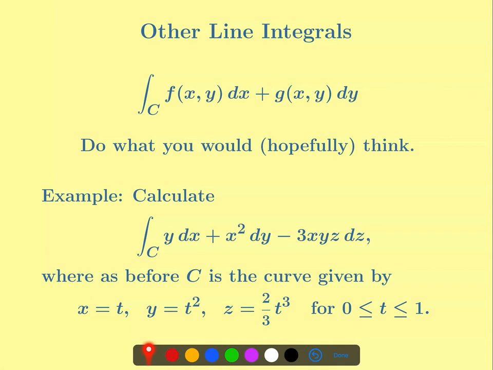So how would you evaluate this? Well, a little bit of thought. You want to go ahead and replace y with t squared, x with t, so this would be t squared, and then the minus 3xyz, well, you've got to multiply these out, multiply by minus 3. And what about the dx, the dy, and dz? Yes, dx is dt, dy will be 2t dt, and we calculate dz here also, which will be 2t squared dt.